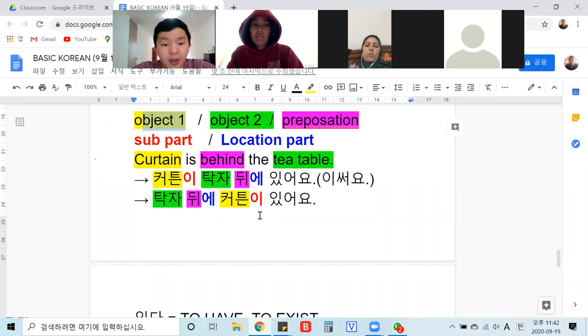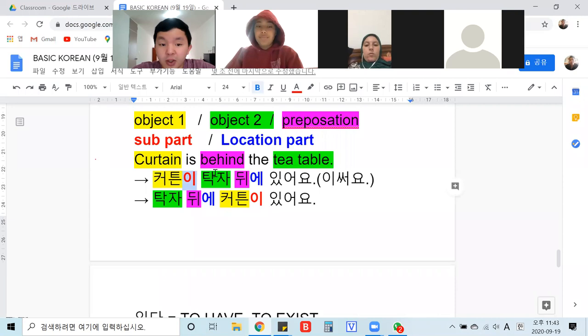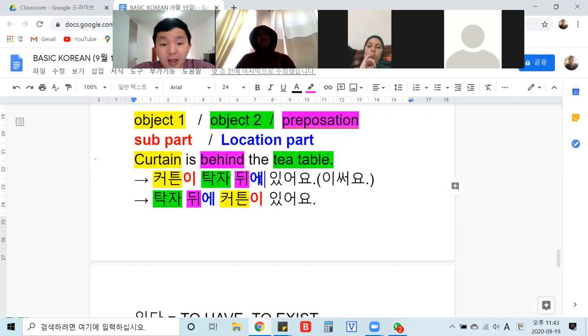But how do we know which one is which? Just follow the subject particle. Whatever is marked with a subject particle, that object is the one whose location we are explaining. So here: object one, subject particle, then object two, then preposition and location particle. Remember, after the preposition always comes the location particle, as you can see from here as well. Preposition, then location particle, and finish with 있어요.